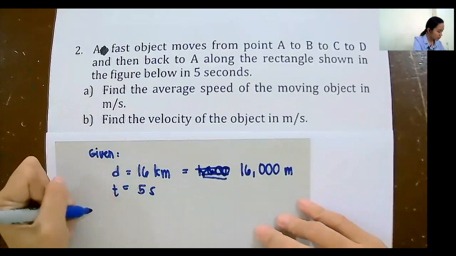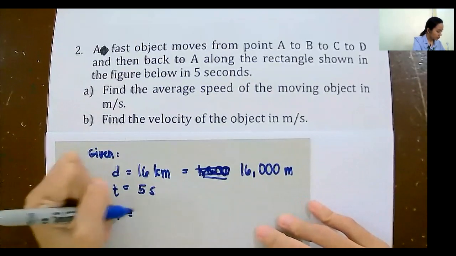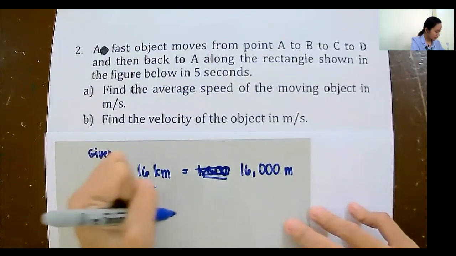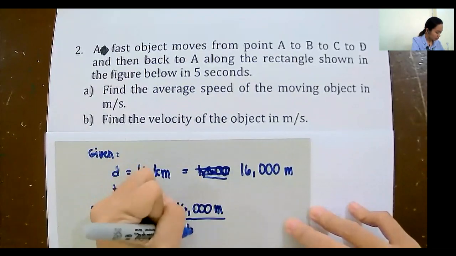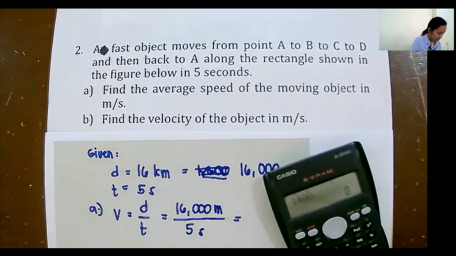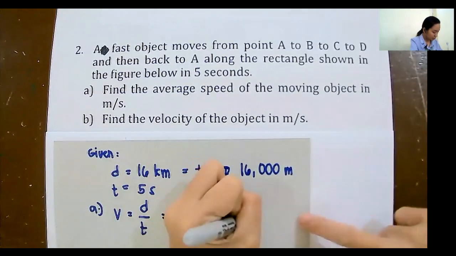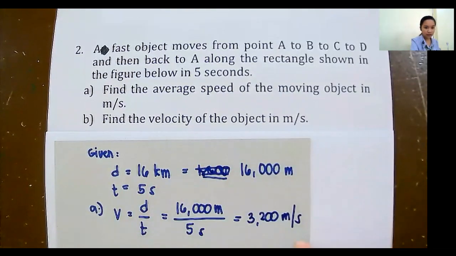Now all you have to do is solve for your speed, which is v equal to d over t. That's 16,000 meters divided by 5 seconds. You will get 3,200 meters per second. This is how you write the unit for speed.